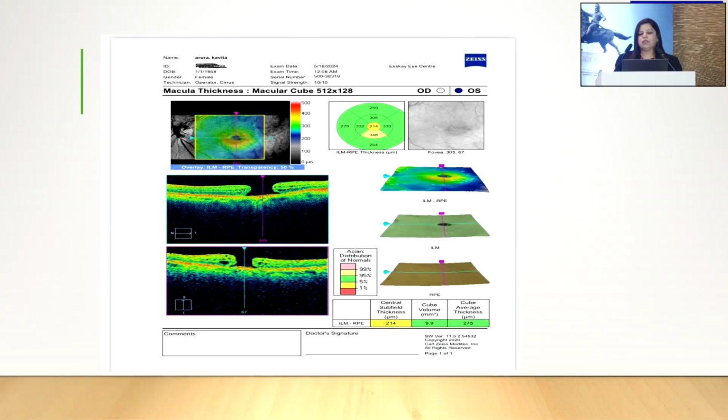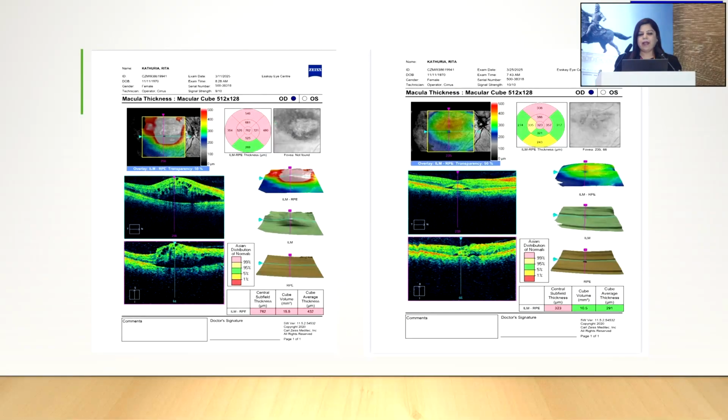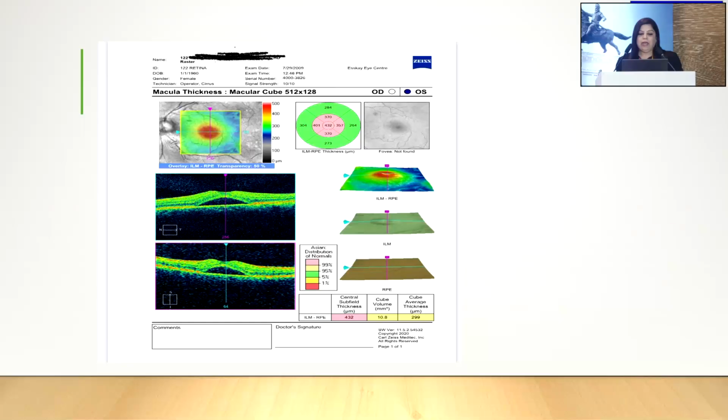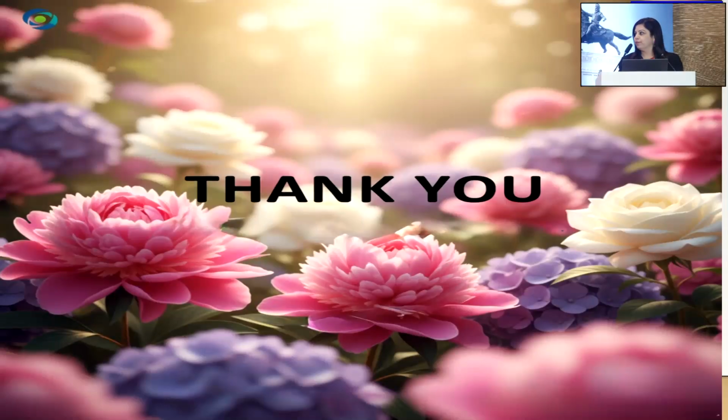This is the OCT of one of my patients with a full thickness macular hole. This was another patient who had a vascular occlusion, and post anti-VEGF she improved with one injection and is now following up. This was again DME, and post-injection it improved drastically. And this was a case of CSCR. Thank you.